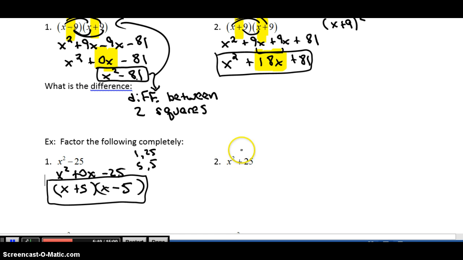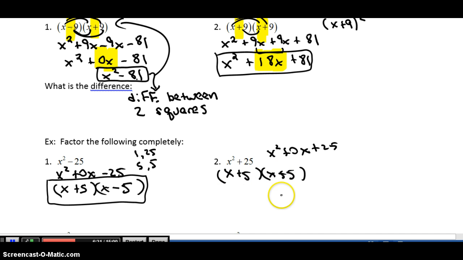All right, in number 2, the first thing I notice right away, oh boy, I've got a plus 25. This problem often fools students, and what happens is it's not really the difference between two squares. So I can try to factor it like it is. I could go ahead and write the 0x and the plus 25. A lot of times we'll stop writing this when we get used to these. And go ahead and try to factor this like this. I want to find two numbers that multiply to 25 and add to 0. But notice this is positive 25. And so I could try x plus 5 and x plus 5.